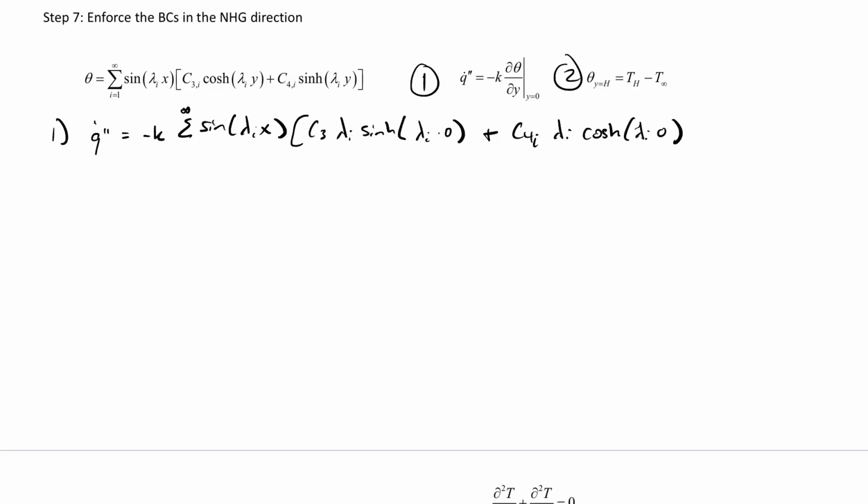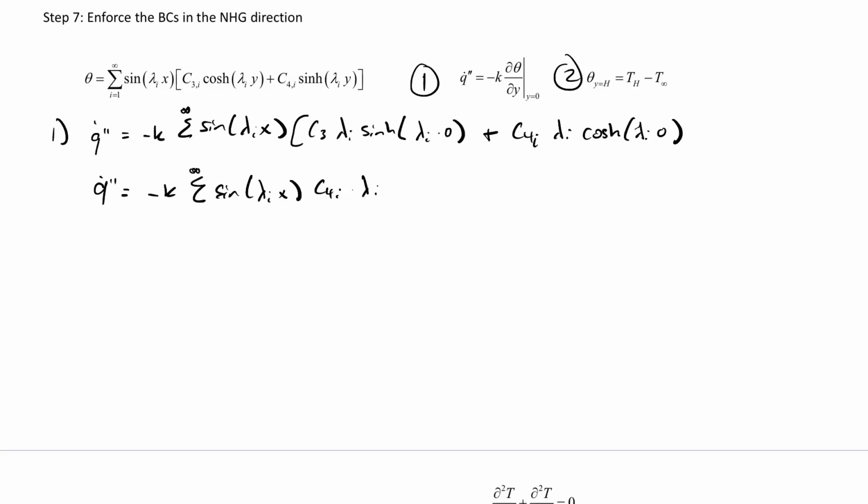Okay. Evaluate this out, and it becomes q dot double prime is equal to minus k times the sum for I equals 1 to infinity of sine lambda I times x times C4I times lambda I. Okay, so again, now we're left in a situation where we have C4I unknown, or infinitely many of those unknowns, and we have this function of x appearing in this boundary condition. And now you should have an idea where to go with this, right? We have a function of x. We need to get rid of that function of x in order to solve for the constants. How do we get rid of it?